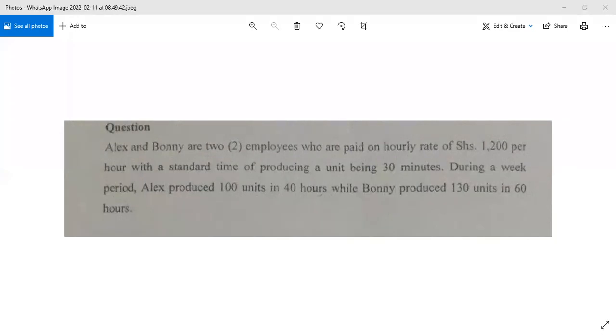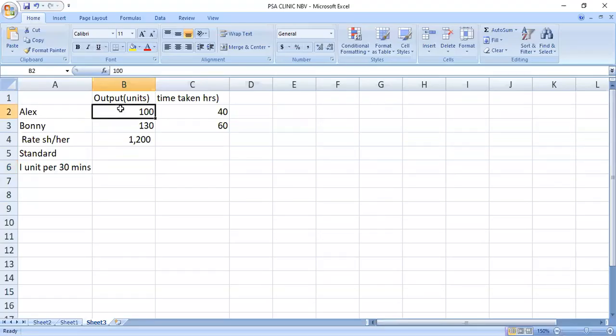I hope you can see what I've shared, that we had a standard. This is a standard, which says that for one unit, you need to use 30 minutes. And then Alex and Bonnie accordingly produced these units, and this is the time it took to produce those, and the rate is this. So we now start on the equation.